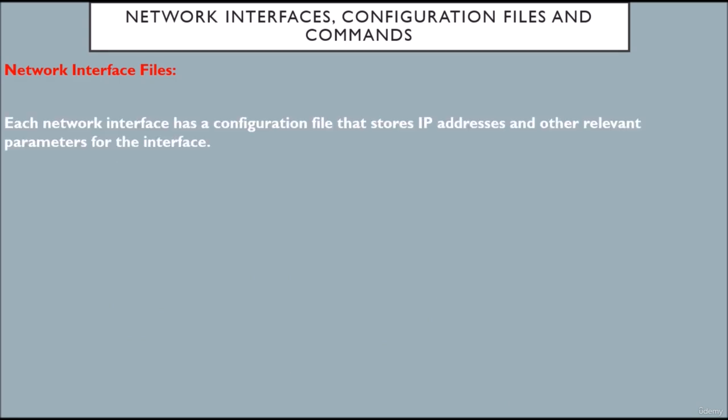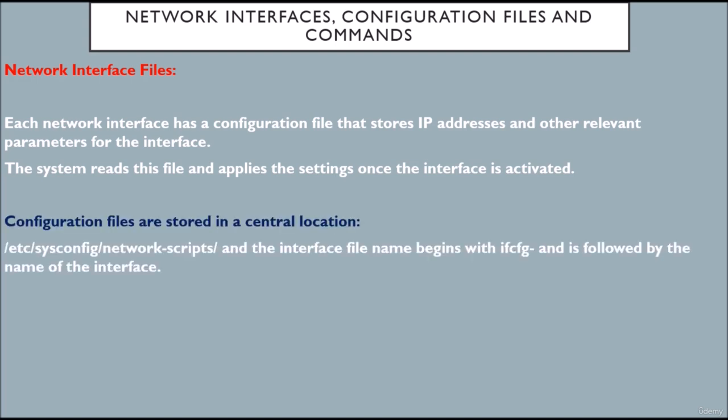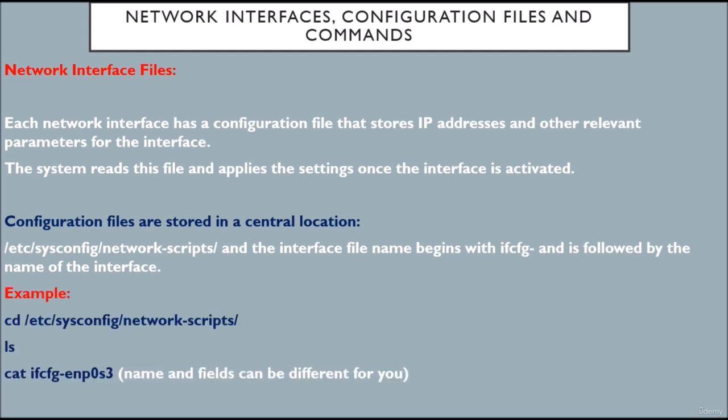Network interface files. Each network interface has a configuration file that stores IP addresses and other relevant parameters for the interface. The system reads this file and applies the settings once the interface is activated. Configuration files are stored in a central location, /etc/sysconfig/network-scripts, and the interface file name begins with ifcfg- or something similar and is followed by the name of the interface. Let's look at some of the examples.